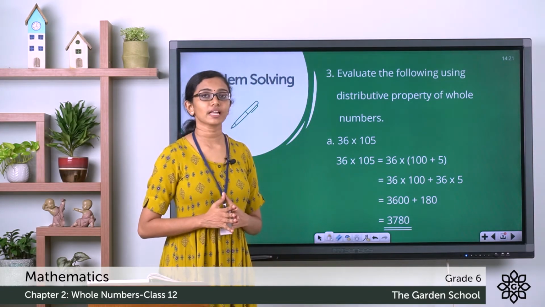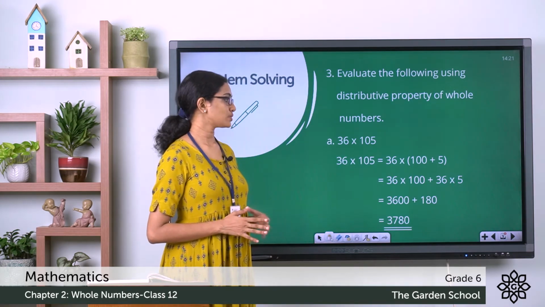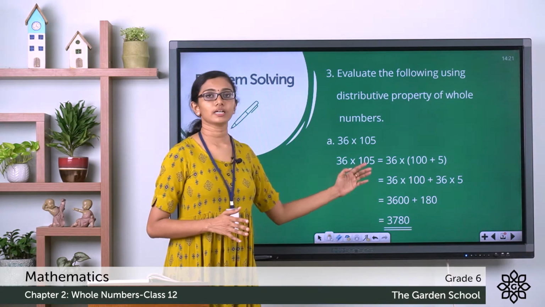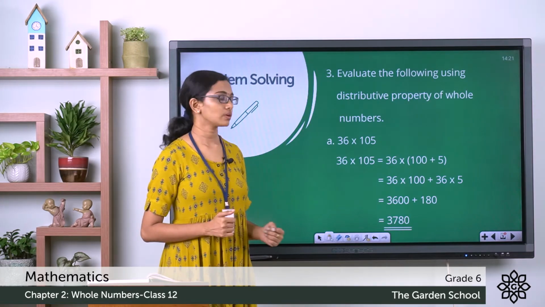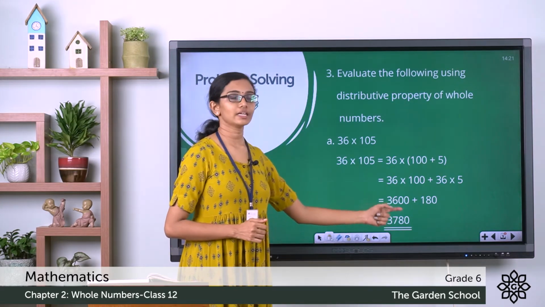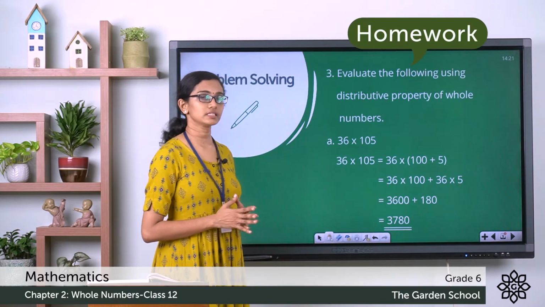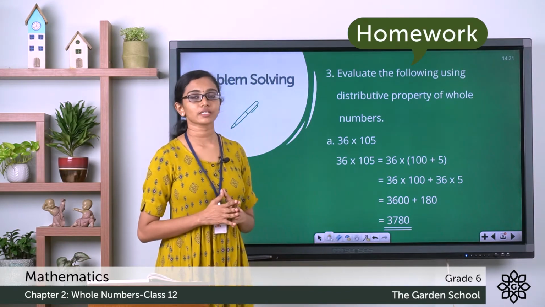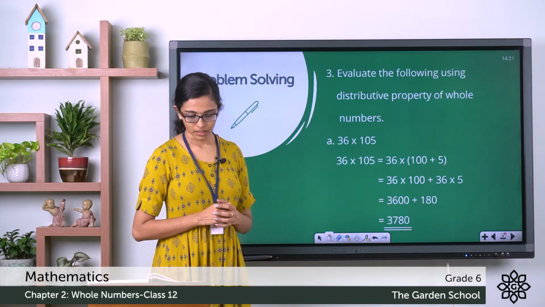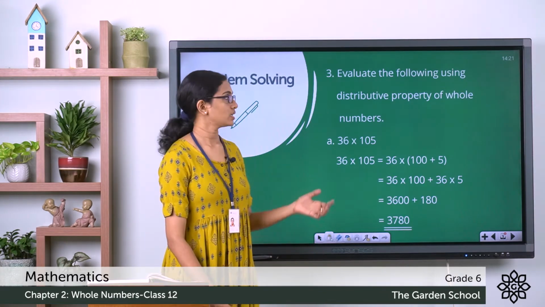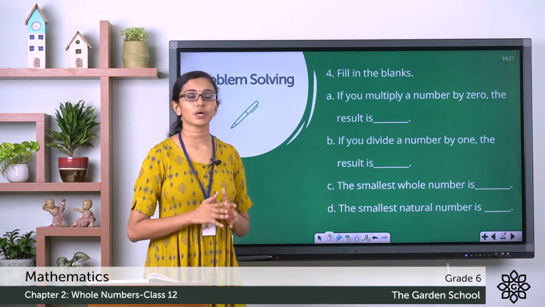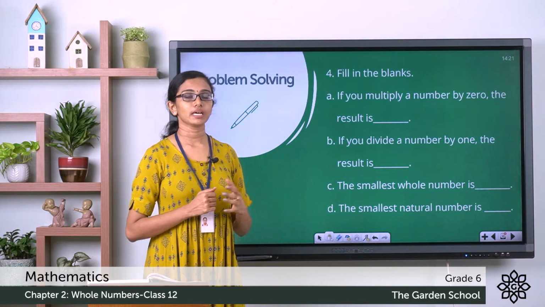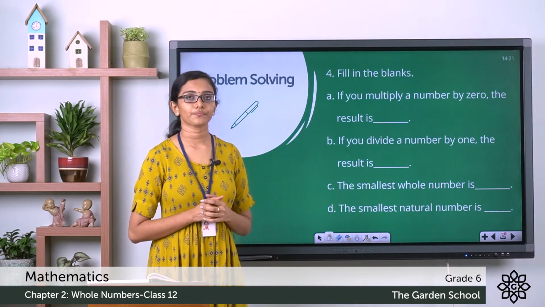So what is the final answer? The sum is equal to 3780. So 36 into 105 is equal to 3780. Just like this, we have to work out the next question also in your notebook. Now let's discuss the fourth one. This is fill in the blanks. These are very simple questions based on the properties we learned about whole numbers.